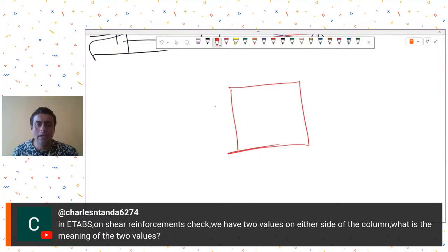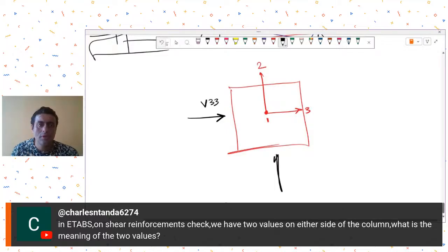Now, let's say this is the 3-3 axis, this is the 2-2 axis. One axis is perpendicular to the screen. So there will be a shear force in this direction also, and there will be a shear force in this direction also. So you will need shear reinforcement for both these shear forces.